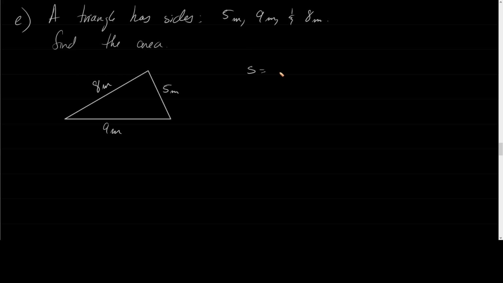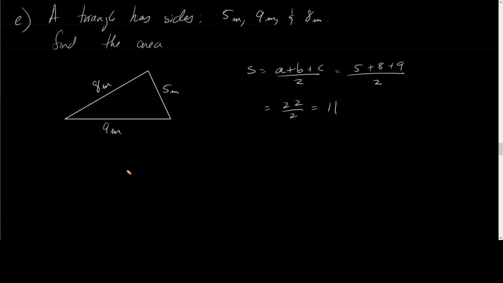What we're going to start with is finding the semi-perimeter. So the semi-perimeter, remember, was the perimeter divided by 2. So in this case, it's going to be 5 plus 8 plus 9 divided by 2. 9 plus 8 is 17. 17 plus 5 is 22. So we have 22 over 2, which gives us 11. So the semi-perimeter here is 11.